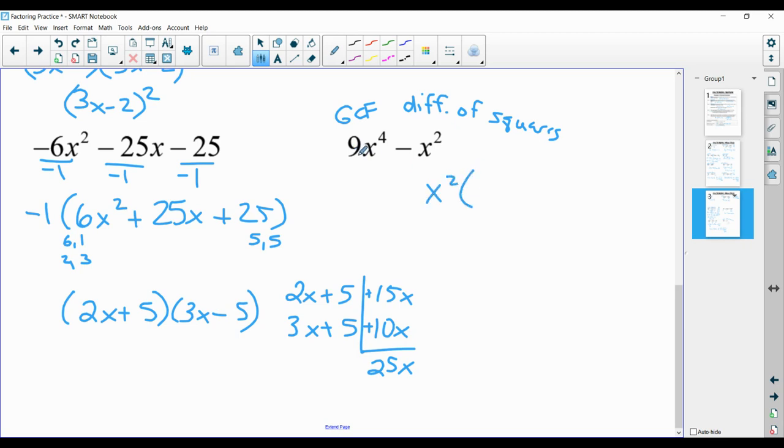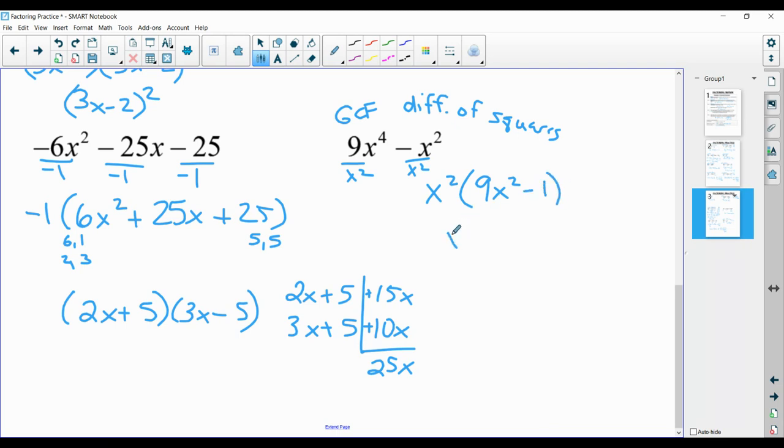If I pull out an x squared, that's going to leave me with 9, and x to the fourth divided by x squared is x squared. And this is a common mistake. People will divide this and just leave it as 0. If there are two terms in the original question, there should be two terms in my leftovers. So negative x squared divided by x squared is a negative 1.